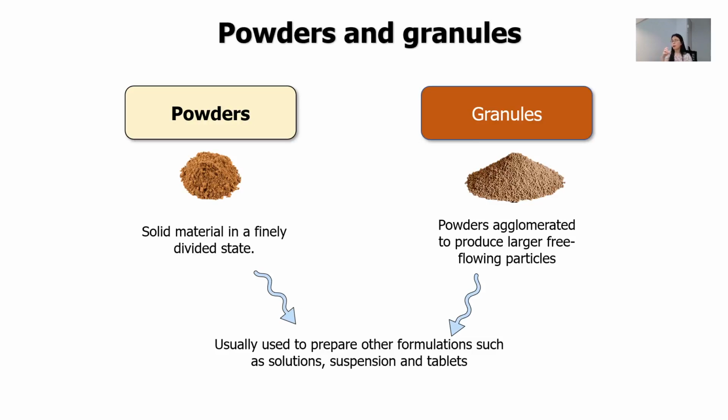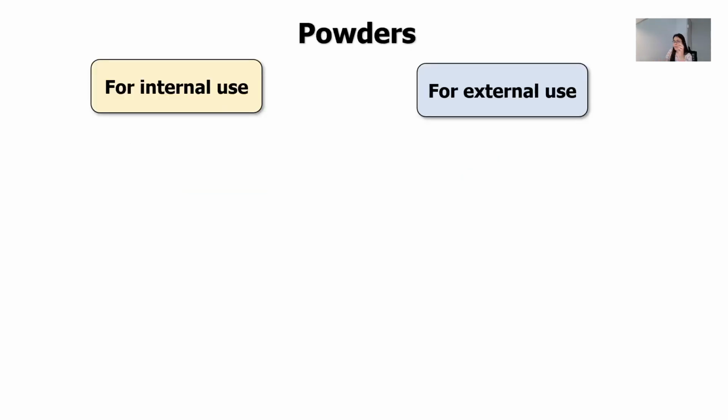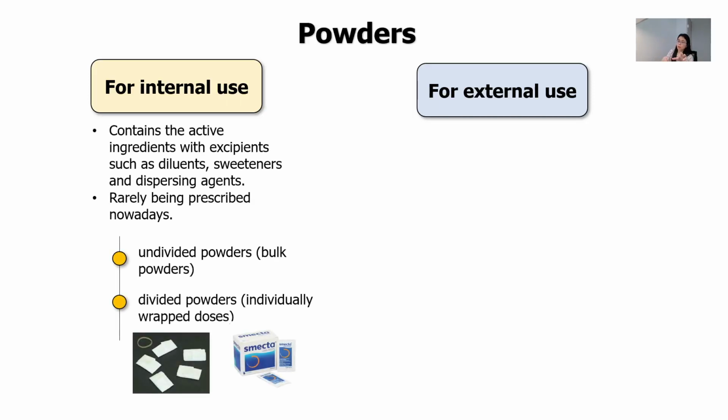Usually powders and granules are the raw materials used to formulate subsequent dosage forms like solutions, suspensions or tablets. Powders can be for internal use or external use. An example of internal use usually contains the active ingredient and other excipients like diluents such as sweeteners, and also dispersing agents. As I mentioned earlier, powders are rarely dispensed nowadays.